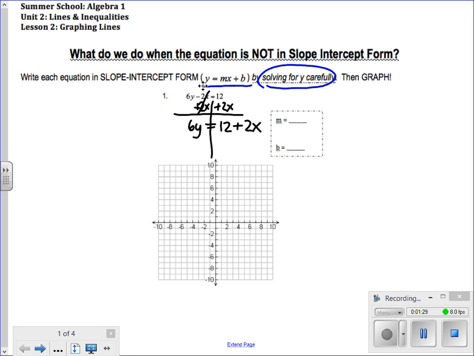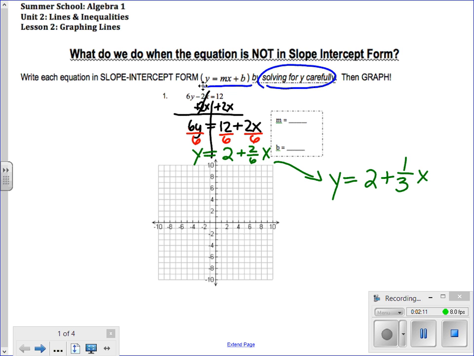The 12 doesn't have an x, so they're not allowed to be added together. So in order to get y by itself, I now have to divide by 6. It's easy enough on the left-hand side, but on the right-hand side, I have to be careful to divide every single term by 6. When I do that, I get the equation y equals 12 over 6 is 2 plus 2 over 6x. I can simplify that slope if I want to and get the equation y equals 2 plus 1 over 3x.